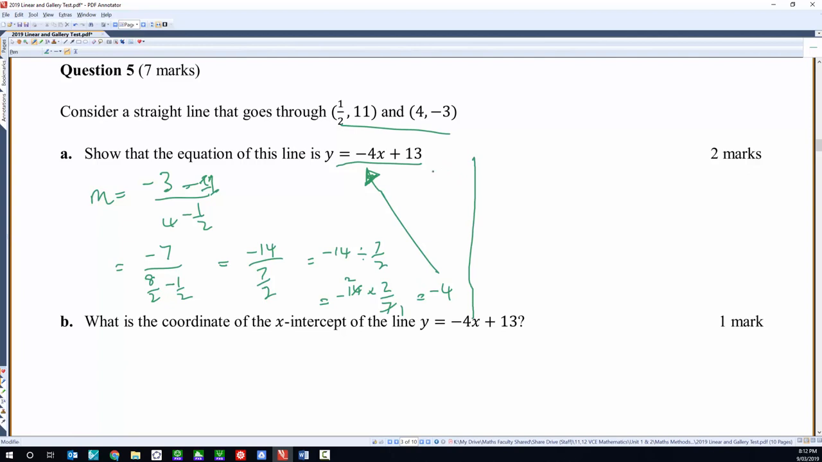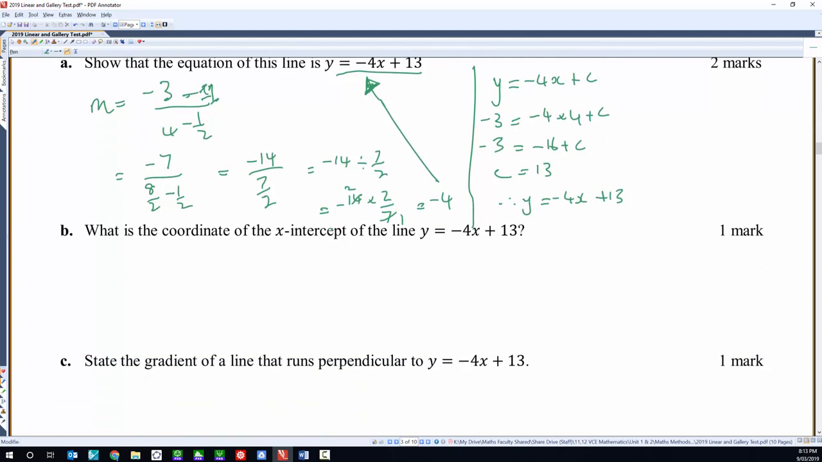So I've now got my gradient, which means my equation would look like this. Y equals negative 4x plus c. Let's sub one of these points in. Of course, it's going to be this one. Negative 3 equals negative 4 times 4 plus c. That's negative 16 plus c equals negative 3. I'm going to add 16 to both sides. C is equal to 13. Therefore, the equation is y equals negative 4x plus 13.